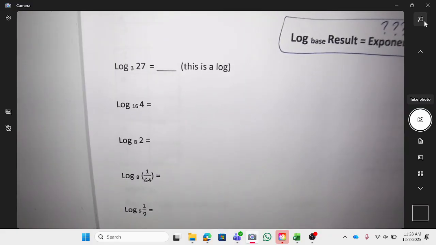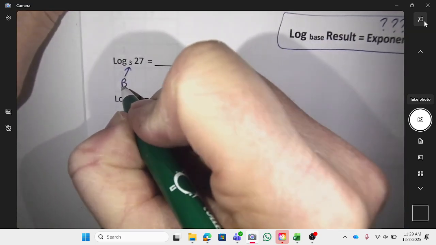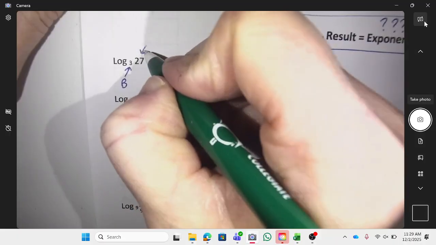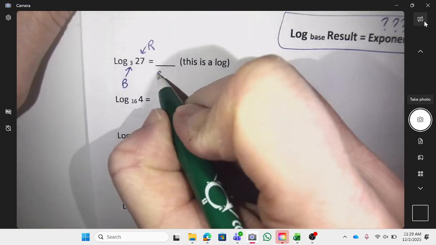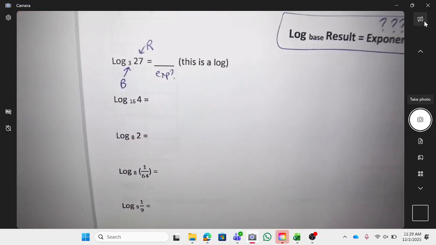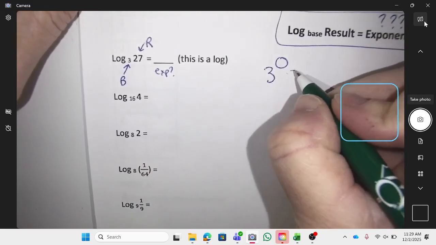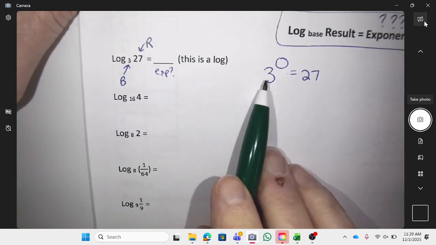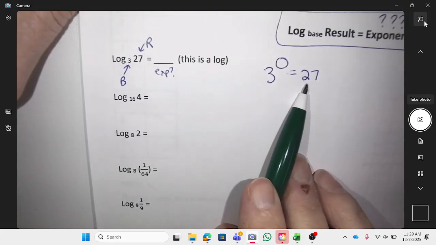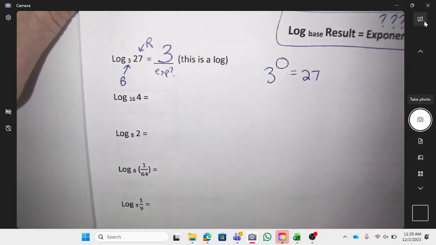Okay, so here we go. What is your brain going to be mapping out? So this is the base. This is the result. So I'm trying to think about what the exponent is. Okay, if you're trying to think about it visually, 3 to the something equals 27. That's what I'm trying to figure out. Base 3, some kind of exponent would get me to 27. So this answer is 3.